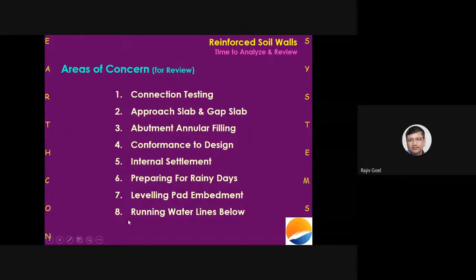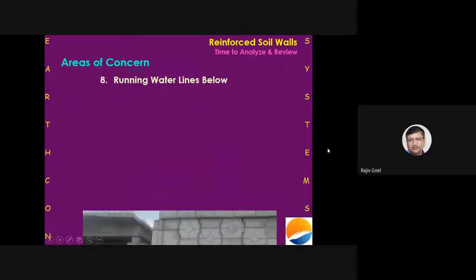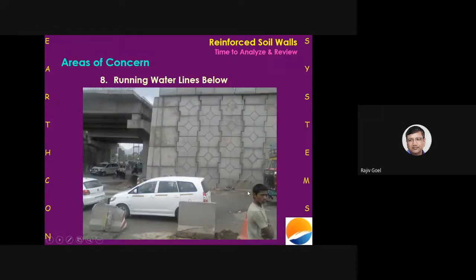Next point, the next series of issues we have faced is with running water lines below. What happens, I'd like to show here. This is a flyover in Ajmer. Finished, crash barrier done, only this needs to be done and the traffic would start flying.